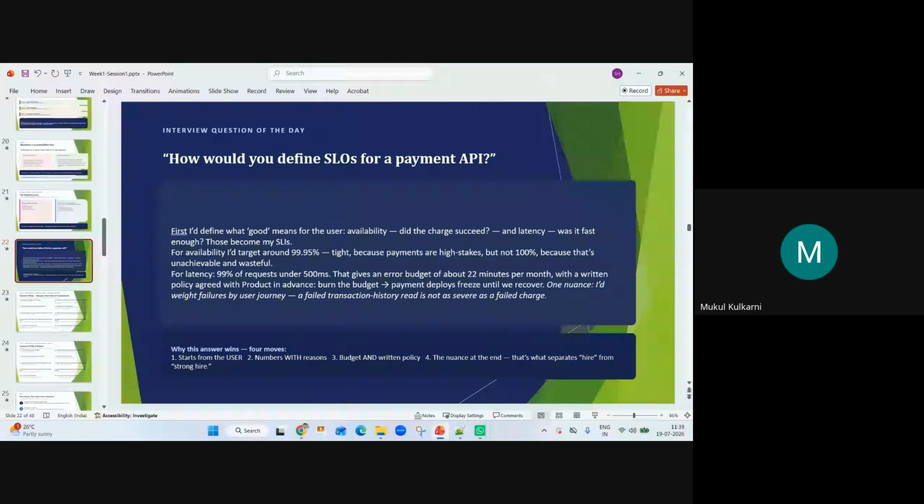How will the error budget be considered over here? I'm just trying to understand from that perspective. Correct, absolutely. It's a really good question actually to start with.